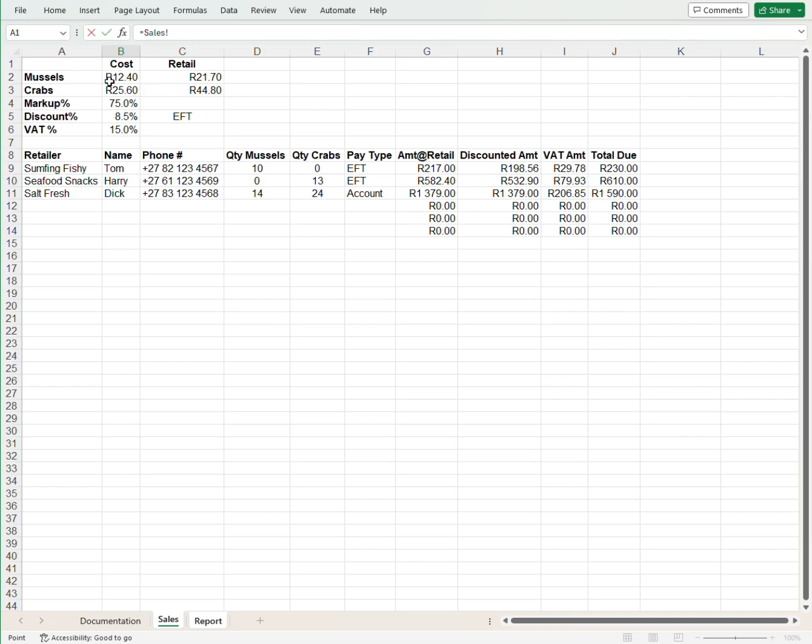Well, we will go back to this side. If you did Grams 1, you'll remember very well here that they told us that the cost for the mussels and the crabs is 25 rand 40 cents and 12 rand 40 cents and 25 rand 60 cents. Those are the costs, and the retail price is 21 rand 70 and 44.80 after adding what? The 75% markup. After adding this 75% markup.